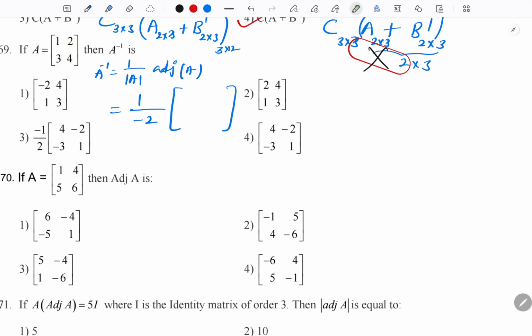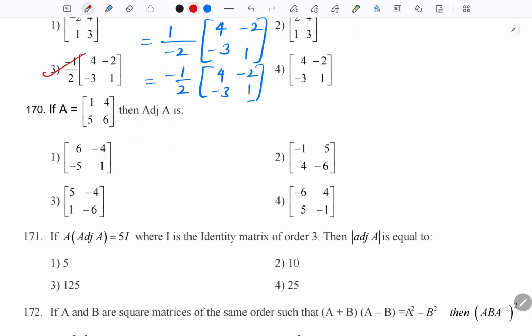These two are interchanged. What is interchanged here? 4 and 1. Then how to write the remaining positions? If it is positive, make it negative. If it is negative, make it positive. Now write the adjoint: minus 2, minus 3. If I multiply, this one is there. Yes, plus and minus, minus half. 4, minus 2, minus 3, 1. So which option is correct? Option number 3, right?